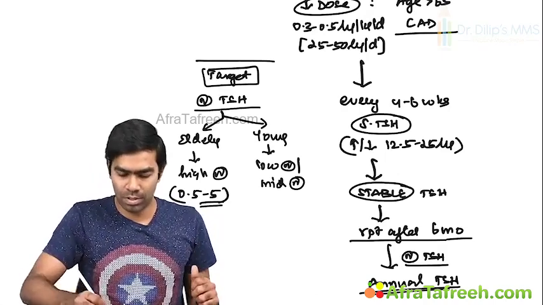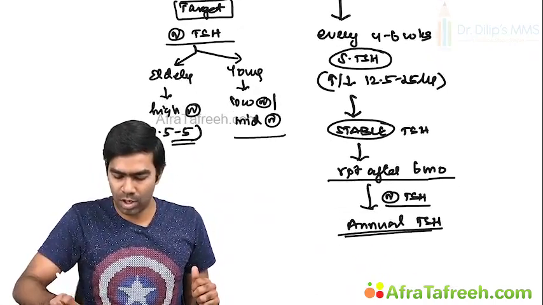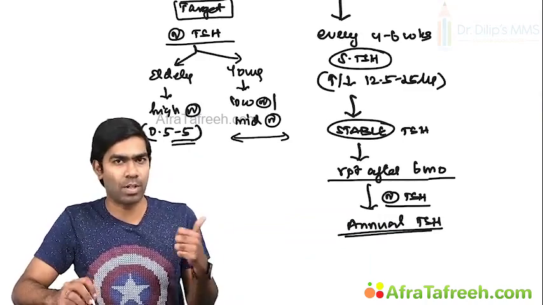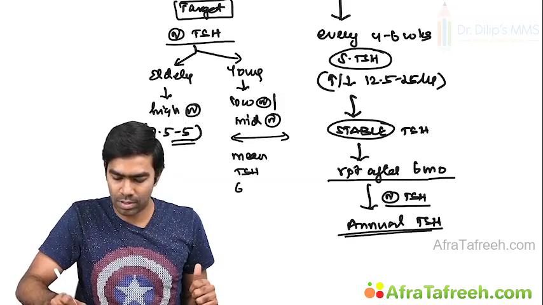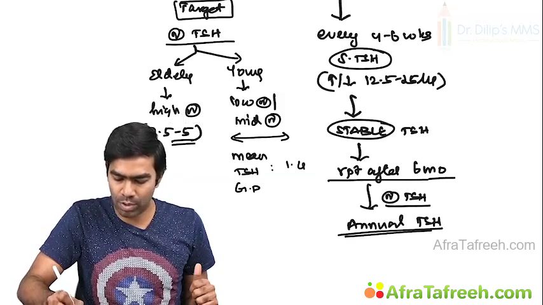But please do remember, why we are keeping in the mid-normal or low normal range in younger patients is because of the fact that the mean TSH in the general population is 1.4. So you want to mimic this 1.4. That is why in younger patients, we want to keep somewhere around 2, 2.5 like that. In older patients, we keep it in a high normal range.